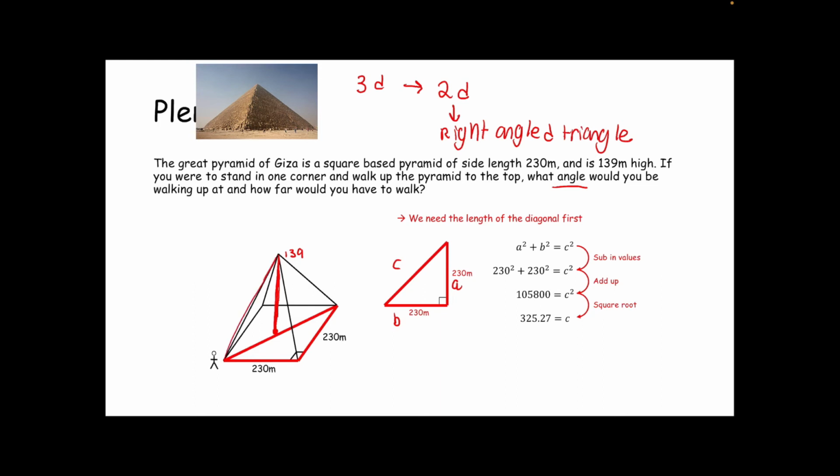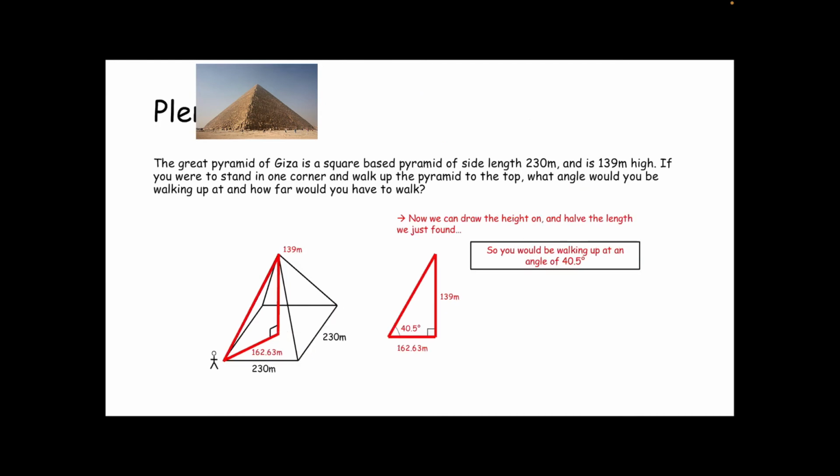Remember, we're trying to find the slope here, and we know this height in the middle. To find our slope, I am going to halve my diagonal. This gives us the distance from the center of my base to the corner as 162.63. From here, we can see our right angle triangle.